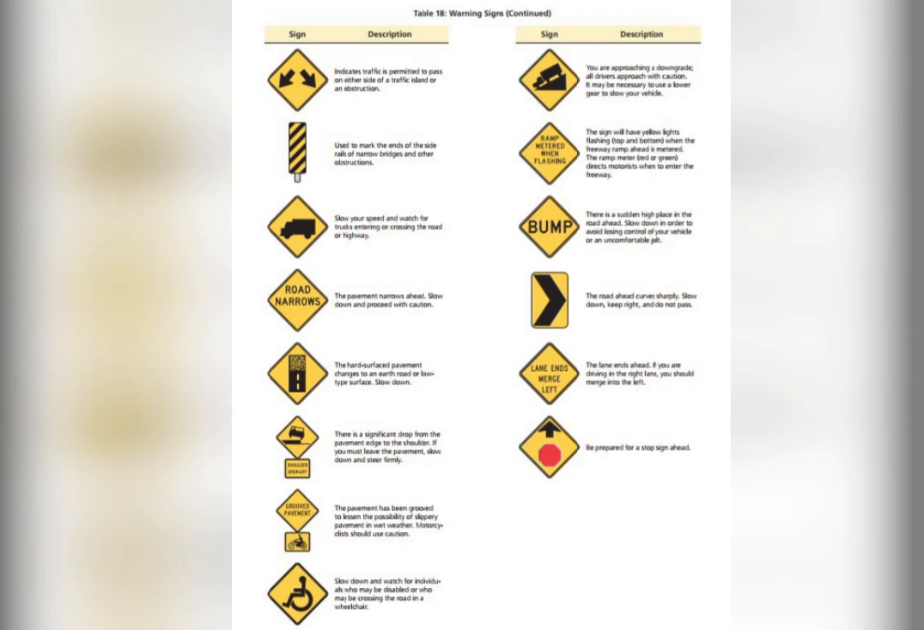There is a sudden high place in the road ahead. Slow down in order to avoid losing control of your vehicle or an uncomfortable jolt. The road ahead curves sharply. Slow down, keep right, and do not pass. The lane end ahead: if you are driving in the right lane, you should merge into the left. Be prepared for a stop sign ahead.